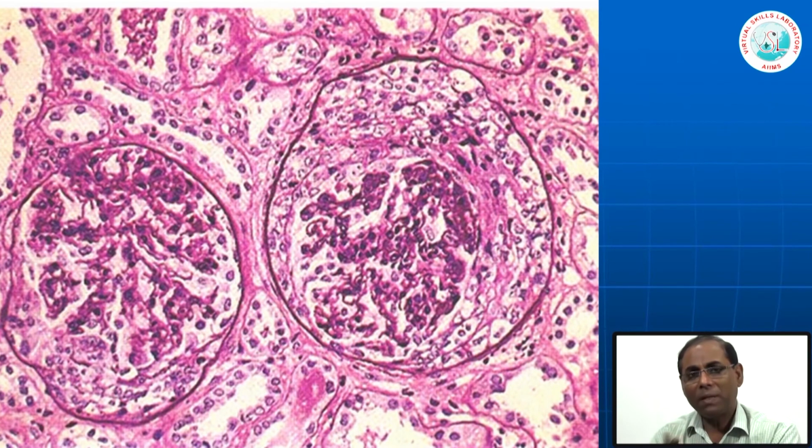Now, so far as reversibility is concerned, if the crescents are cellular, then still it can be reversed. If fibrocellular, it is partially reversed. If it is totally a fibrous crescent, it cannot be reversed. So that is why it is important also to look into the composition of this crescent.